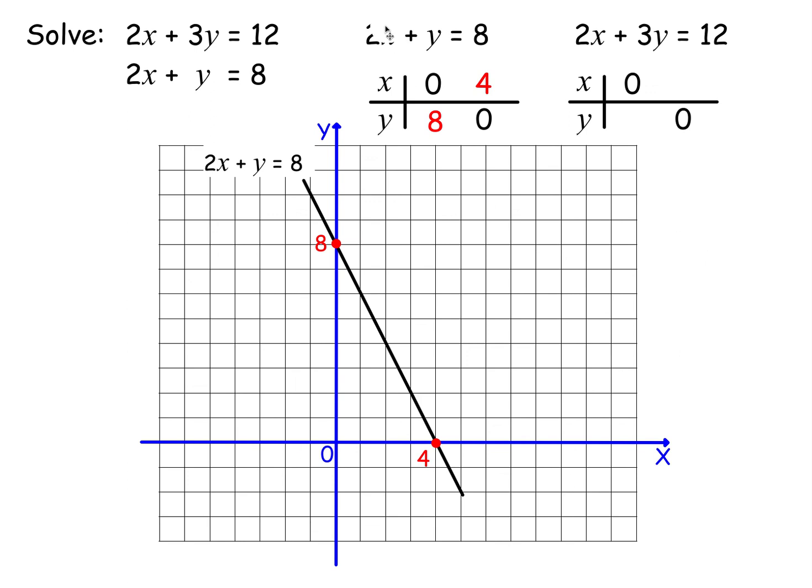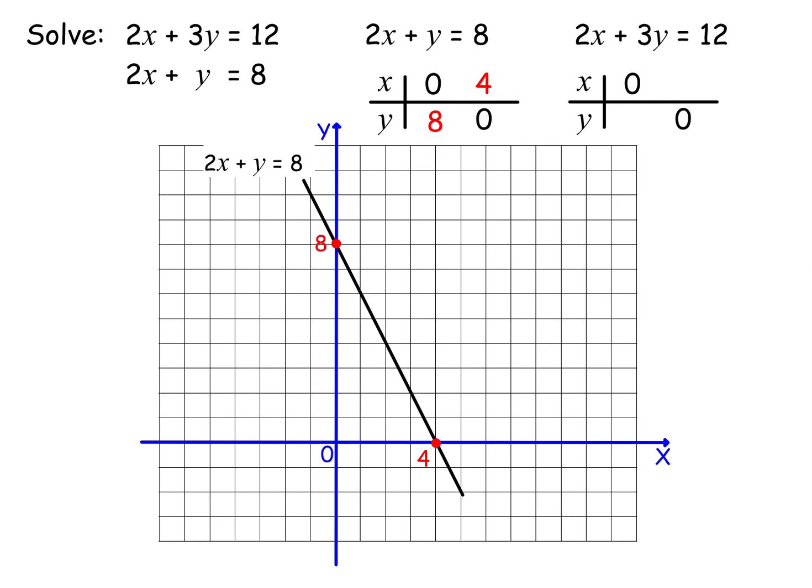You can do it mentally. Y is 8 when x is 0. X is 4 when y is 0. And just be careful to plot them the correct way around. 0, 8 means 0 along and 8 up. It's very easy to put these the wrong way around and put the 8 on the x-axis by mistake, so that's something to be careful of.